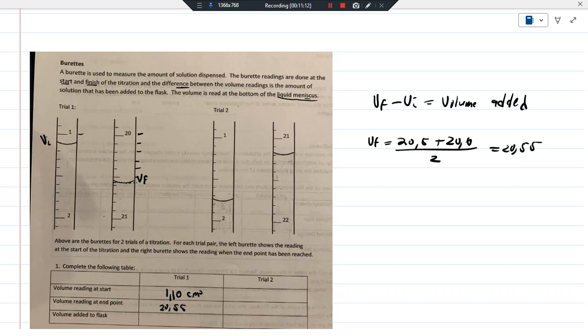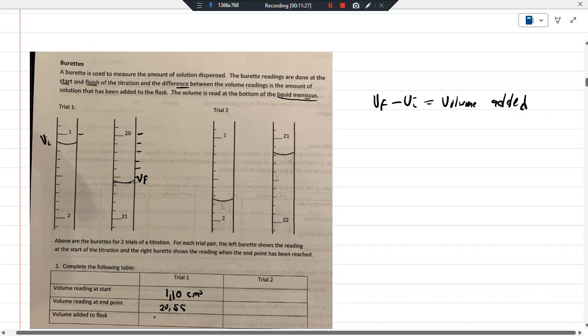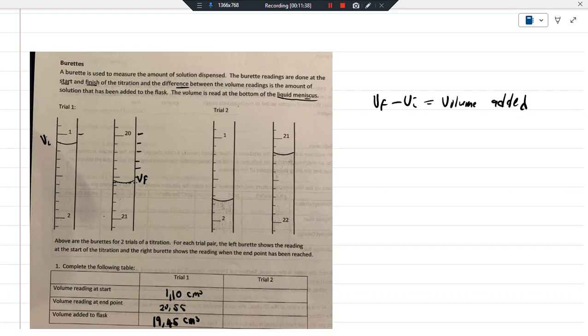So the volume added in trial 1 is going to be V final minus V initial, the bigger value minus the smaller value. So in this case it's going to be 20.55 minus 1.1, and then you will get 19.45 cubic centimeters. So that's how a burette reading is read. Let's go to trial 2.